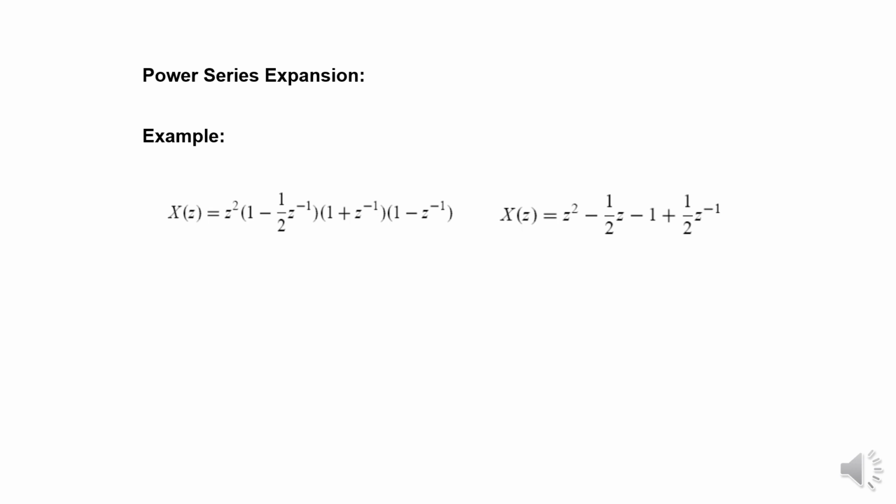Then the next term, minus 1, is minus 1 times z to the power 0. That means that minus 1 is the value when n is equal to 0, right? Plus 1 over 2 is z to the power minus 1, so z to the power minus 1 means that is when n is equal to plus 1. That means 1 over 2 is the value of xn when n is equal to 1.